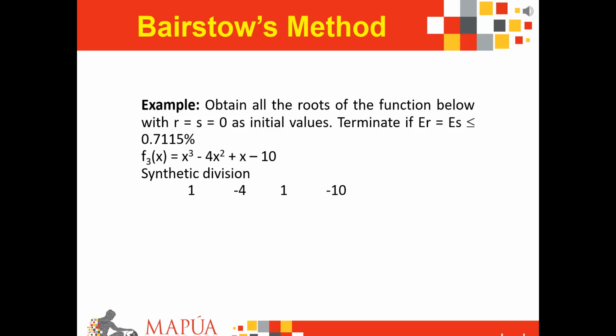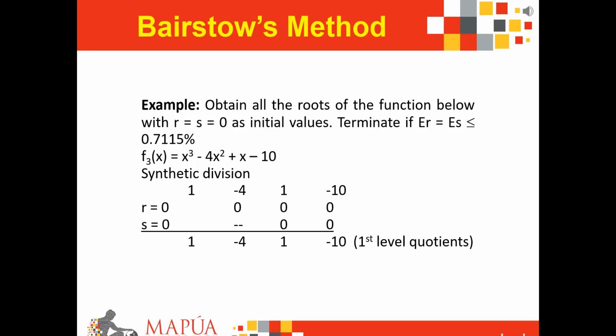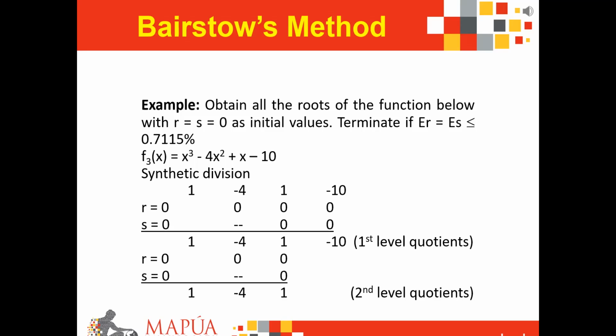Using now the initial values R and S equal to 0, we will then apply the synthetic division based on what we have previously shown. Therefore, your quotient B3 would simply be 1, your quotient B2 would be -4, your quotient B1 is still 1, and your quotient B0 remains -10. Subjecting this to your next level synthetic division gives us a C3 value of 1, a C2 value of -4, and a C1 value of 1.